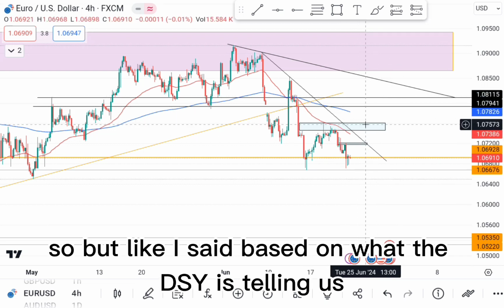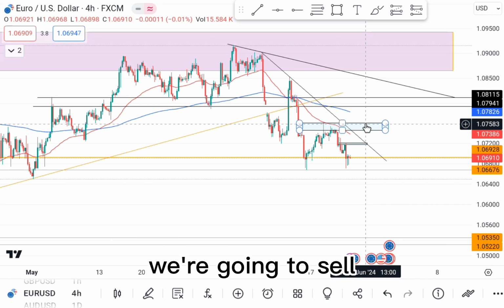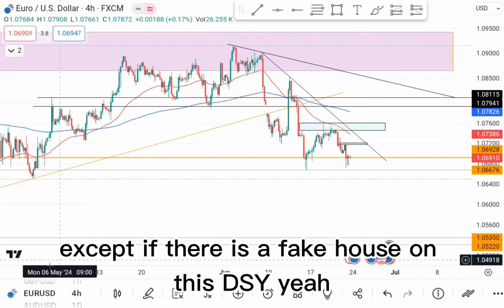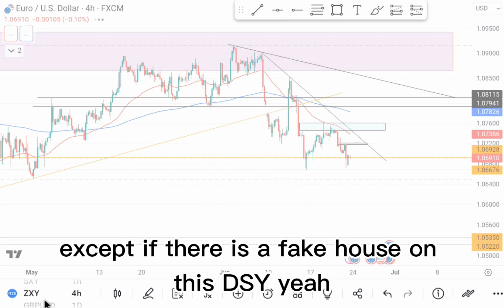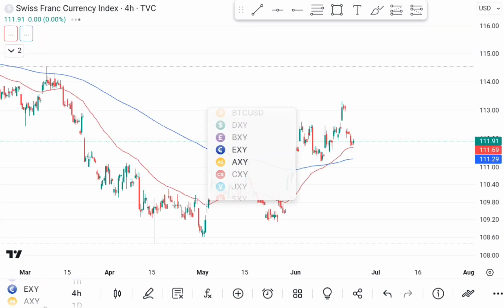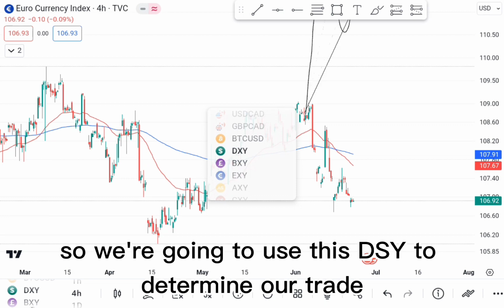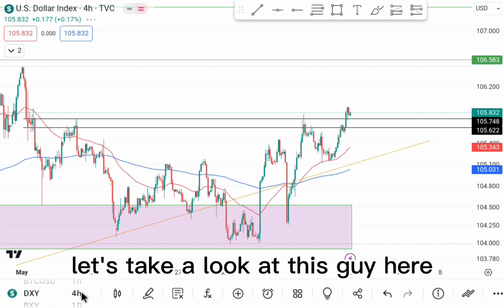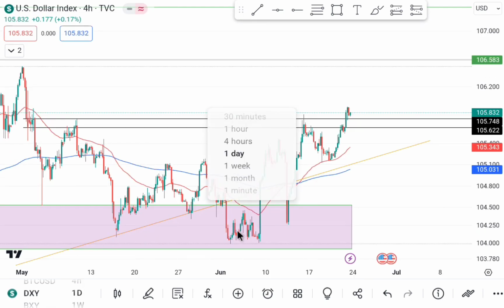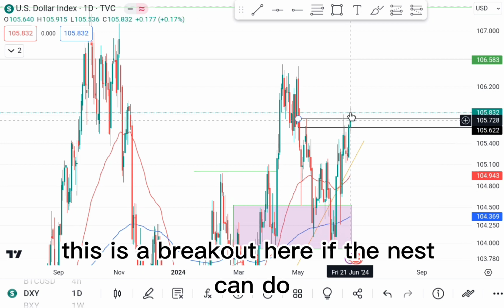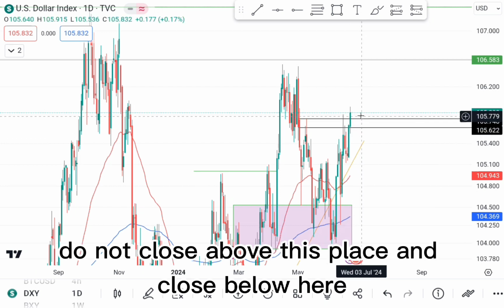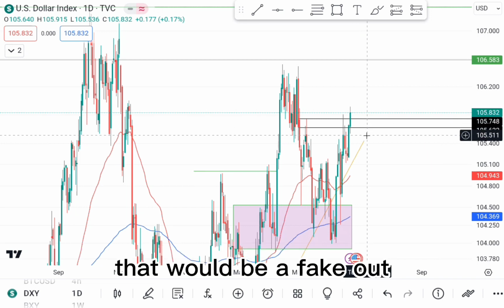But like I said, based on what the DXY is telling us, we're going to sell, except if there is a fake out on this DXY here. So we're going to use this DXY to determine our trade next week. If you look at this guy here, this is a breakout. If the next candle does not close above this place and closes below here, that would be a fake out.